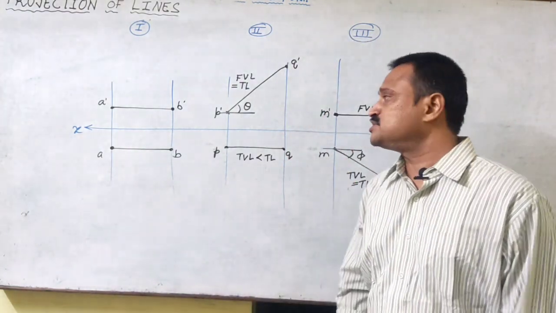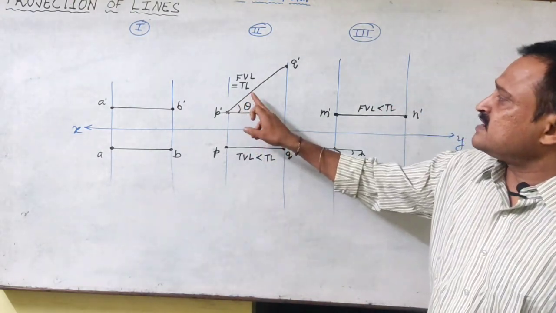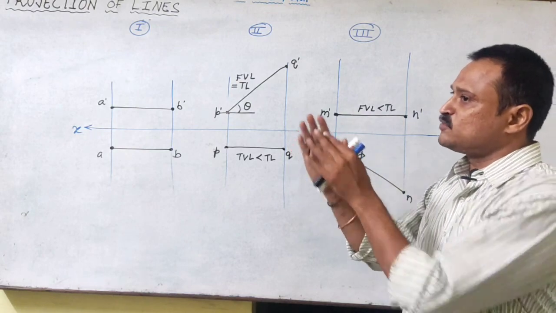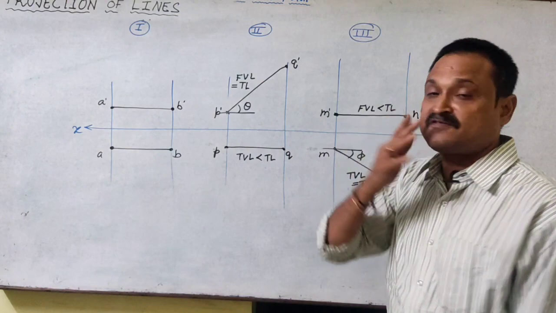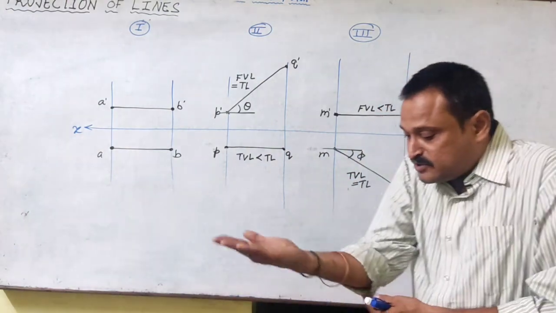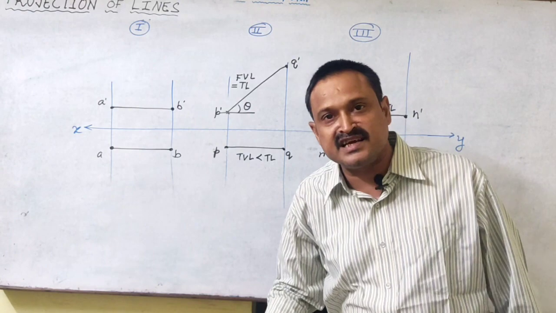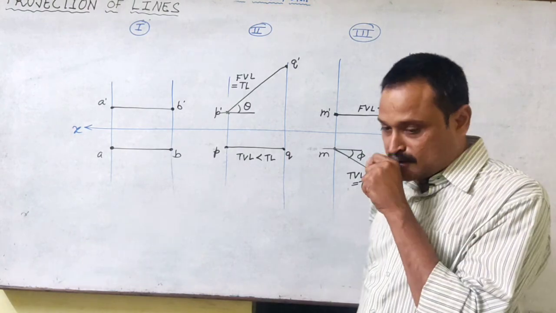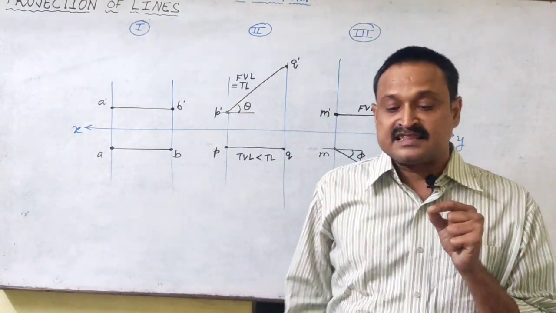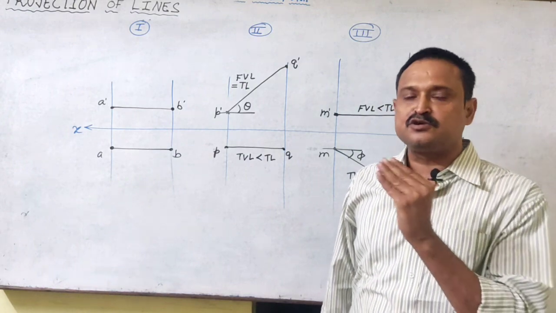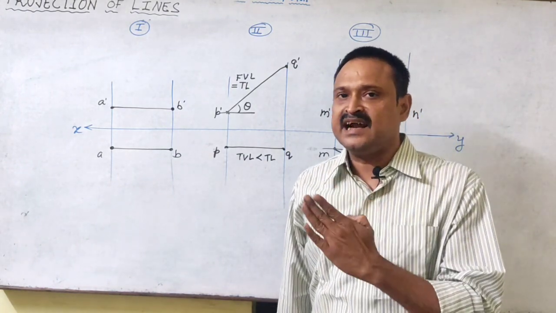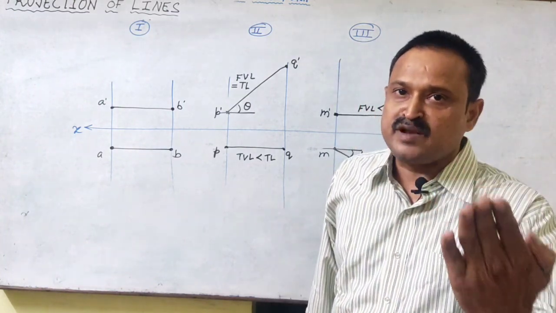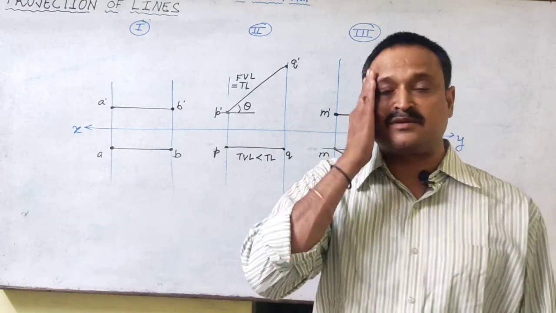So one thing is for sure, we have understood that when the line was parallel to VP, we got the true length and true inclination in VP, that means in the front view. When the line was parallel to HP, we got the true length and true inclination in HP, that is the top view. So we can draw a conclusion, or make a statement like this: when a line is parallel to a reference plane, in that condition the true length will be achieved in that plane only, or the image of that plane.